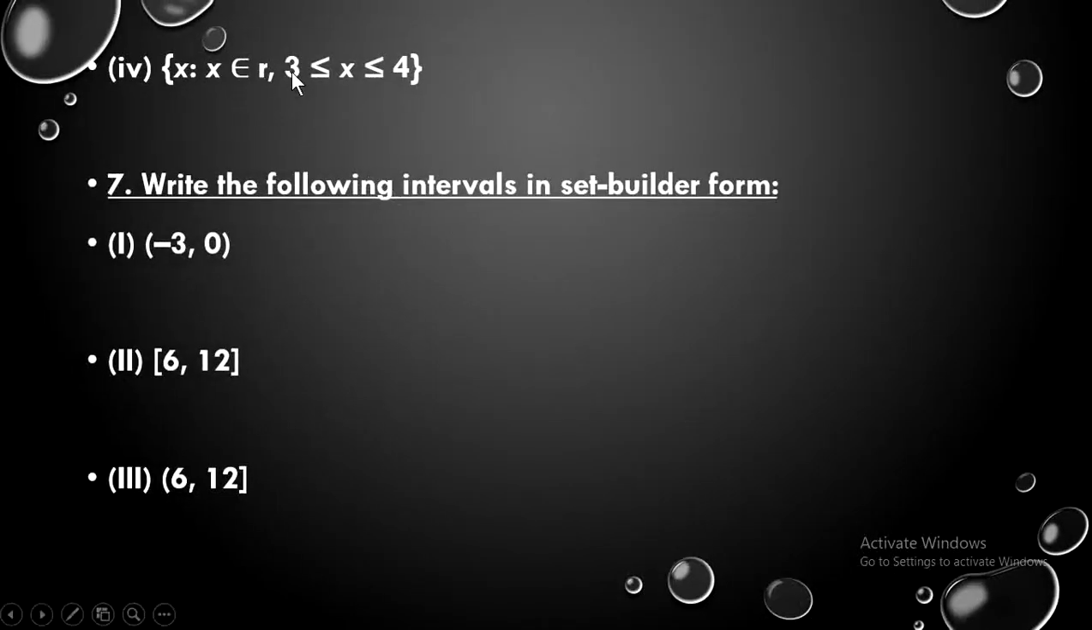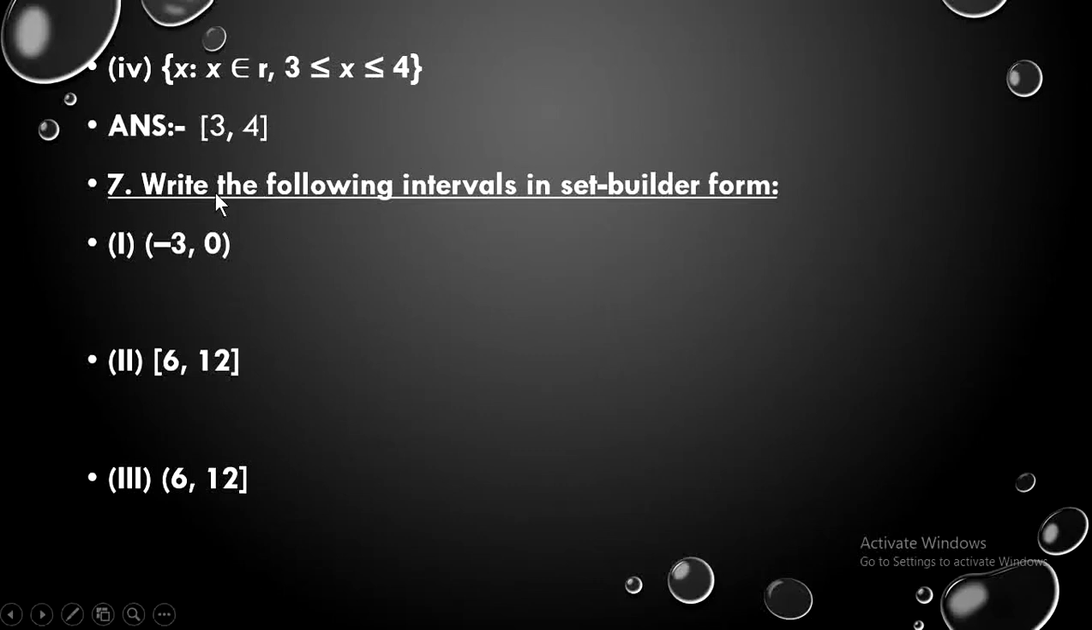Next one also, you can see the two conditions given here: x belongs to rational numbers, and x is greater than or equal to 3, and x is less than or equal to 4. Similarly, you will write 3, 4 and give closed brackets on both sides, because you can see there are equal to symbols on both sides. That means x will include 3 and 4. Okay, so are you clear with the concept?